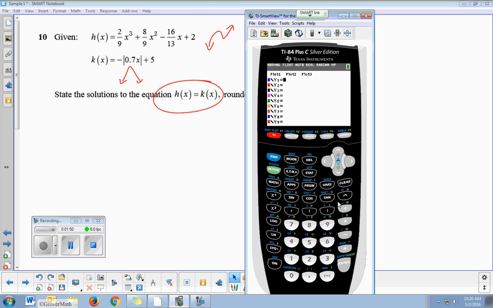So y equals, and it's going to be 2/9 x cubed. I hit math 3 when I want to do cubed. You could also use the exponent key. Plus 8/9 x squared minus 16/13 x plus 2. Now you could put each of those fractions in parentheses if you'd like. It's okay here that they're not. So let's see, 2/9 x cubed plus 8/9 x squared minus 16/13 x plus 2.